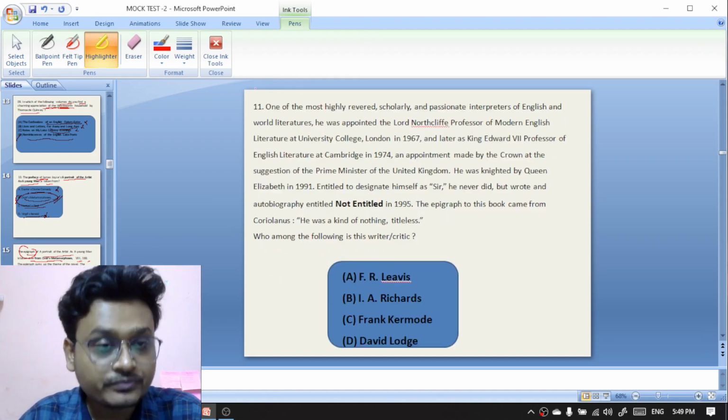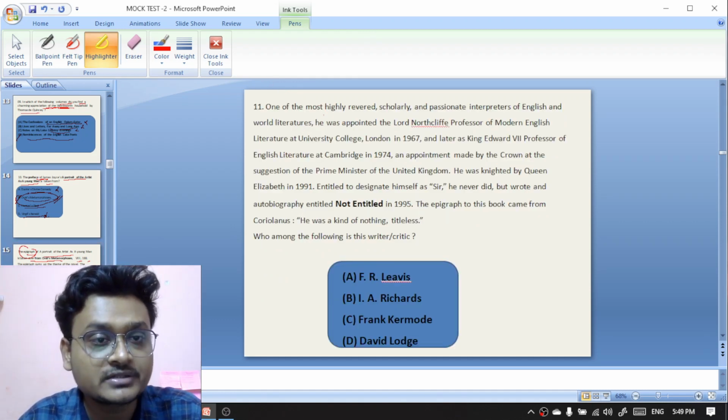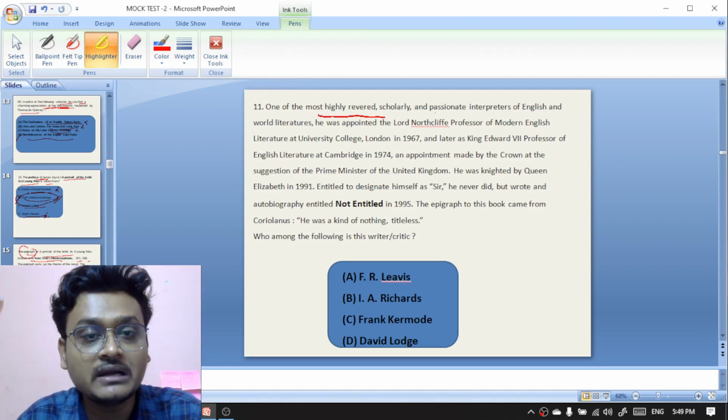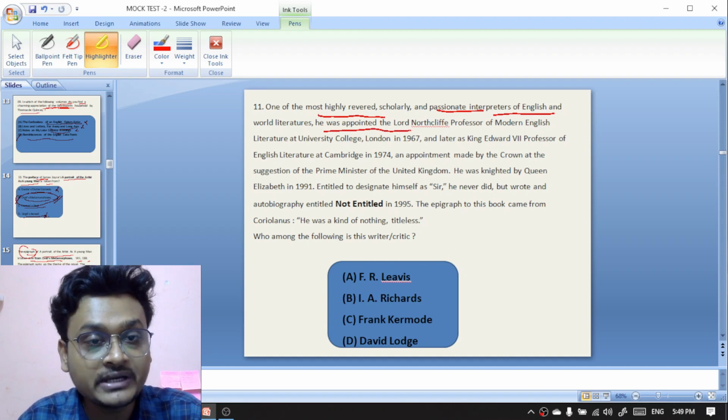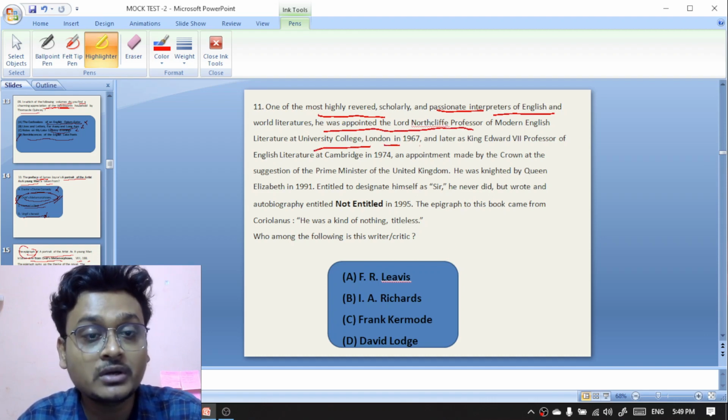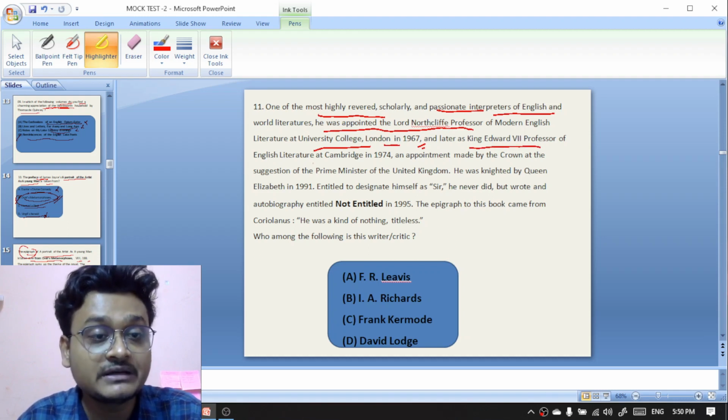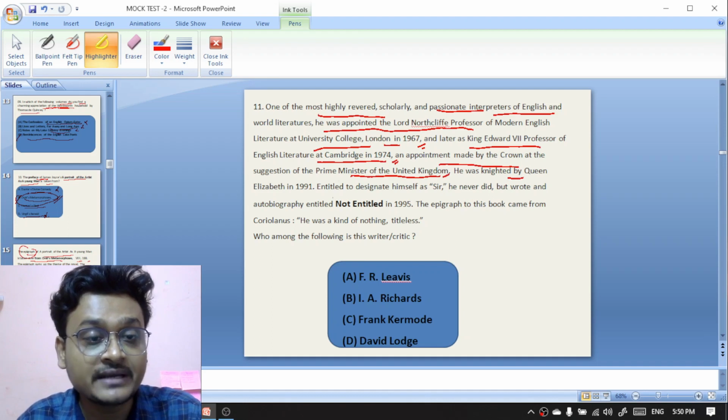Next question: one of the most highly revered scholarly and passionate interpreters of English and world literature. He was appointed the Lord Northcliffe Professor of Modern English Literature at University College, London, 1967, and later King Edward VII Professor of English Literature at Cambridge, 1974, an appointment made by the Crown at the suggestion of the Prime Minister of the United Kingdom. He was knighted by Queen Elizabeth in 1991, entitled to designate himself as Sir.